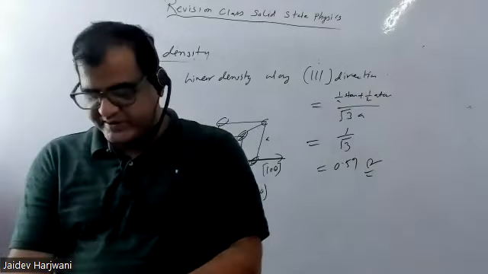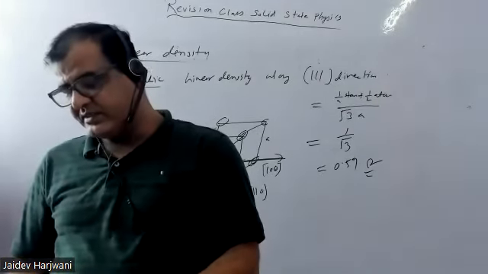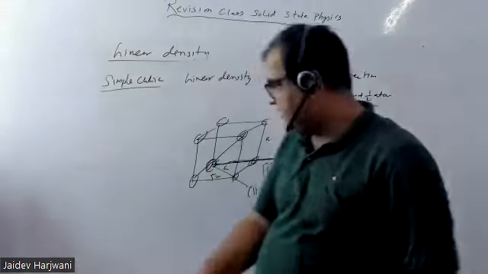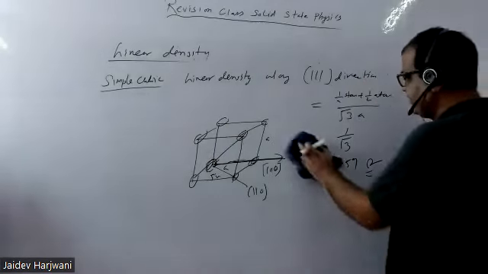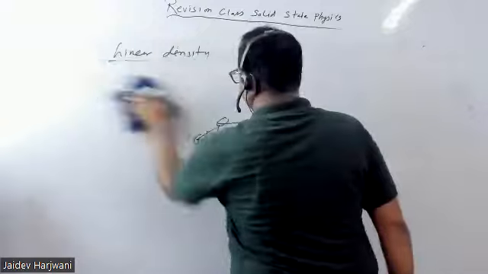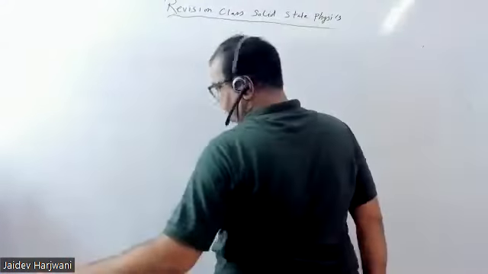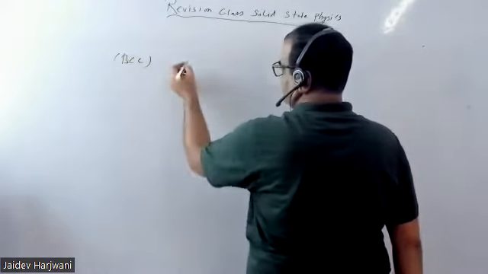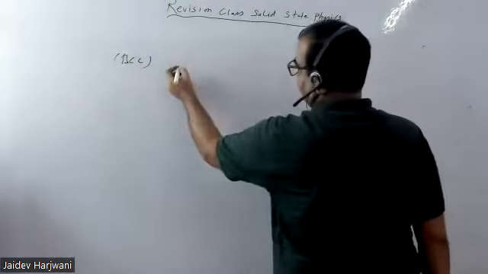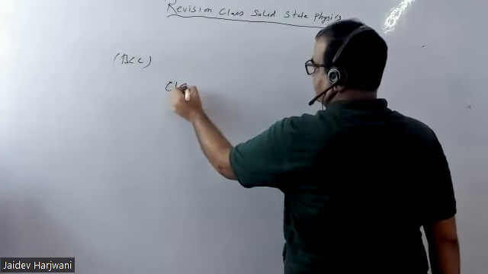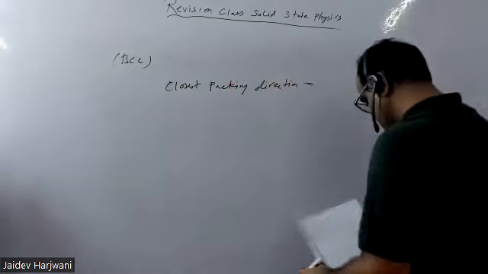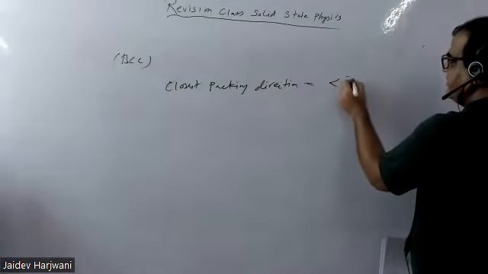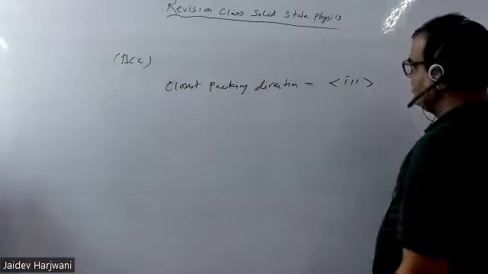Similarly, you can find this for BCC in the same manner. So BCC has its closest packing along which direction? Simple cubic has closest packing along the 100 direction, same as the plane. For BCC, the closest packing direction is 111. Very good. It is not 110. For BCC, you can say the family of 1 bar 1 1, or 1 1 1 also.